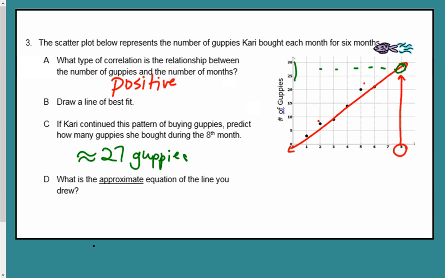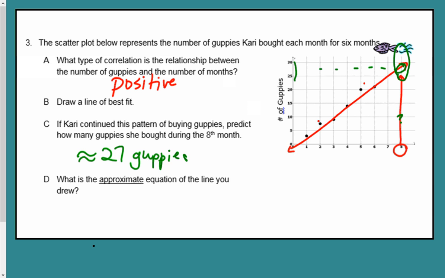I would say as a teacher, I would accept an answer probably anywhere between 25 and honestly 35. If your line was a little bit steeper, that'd be probably a-okay with me. If you gave an answer like 10, that would not work. That's way too low, right? If you gave an answer like 500, that'd be way too high.